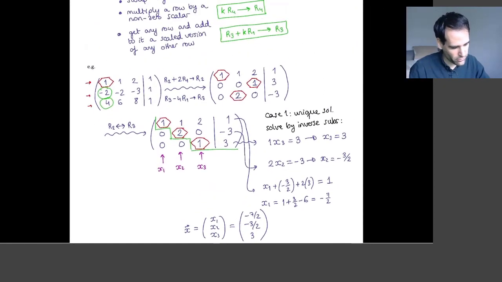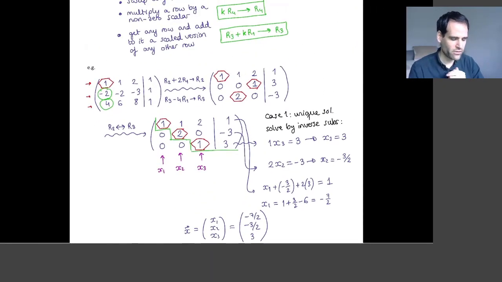So now you know how to do Gaussian steps in order to get a matrix into row echelon form.